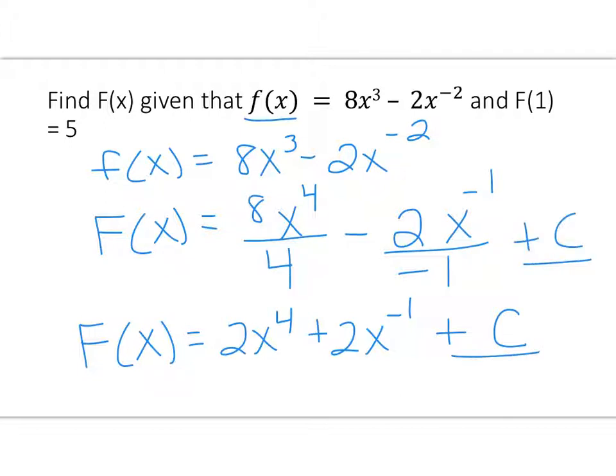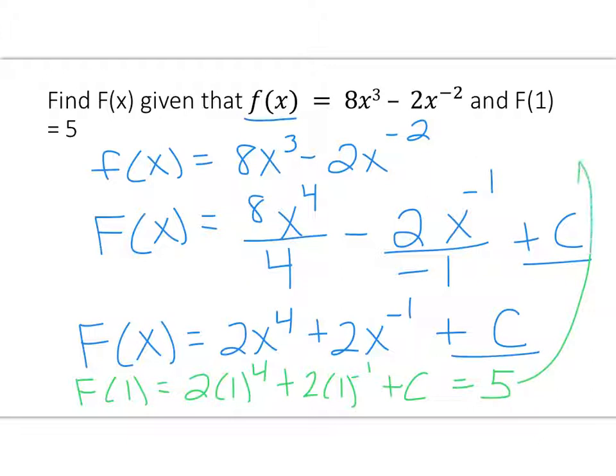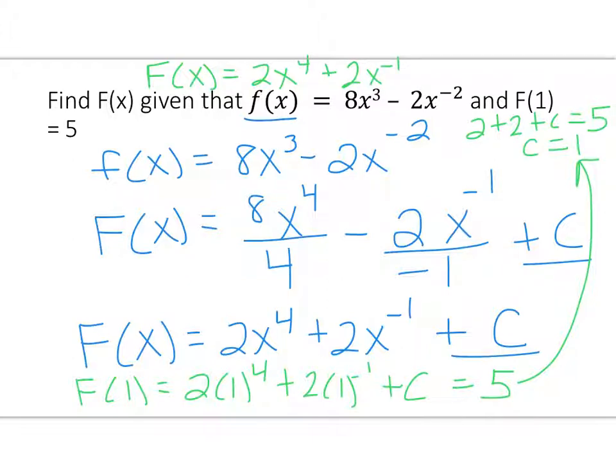We don't know what it is just yet. But now that we know what f of 1 is, we can evaluate F of 1 and solve for our c value. So we know F of 1 would equal 2 times 1 to the fourth plus 2 times 1 to the negative first plus c, and that value needs to work out to be 5. So here I have 2 plus c equals 5. I kind of ran out of room. I'm going to squeeze it up here at the top. So 2 plus c has to equal 5. So I know that c has to equal 1. So my specific antiderivative for this problem is equal to 2x to the fourth plus 2x to the negative first plus 1.